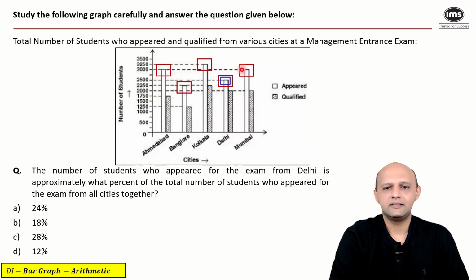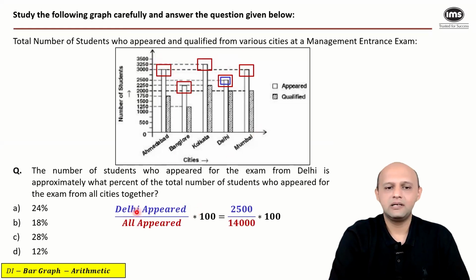You see that these are 3000s appearing twice. So 3000 into 2 is 6000. This is 3250 and this is 2250. So 3250 and 2250 would be how much? 5500. So these two will add up to give you 5500. This value here for Delhi itself is 2500. So what is 5500 plus 2500? That is 8000. Initially, these two had added up to give you 6000. So 6000 plus 8000 is going to be 14,000.